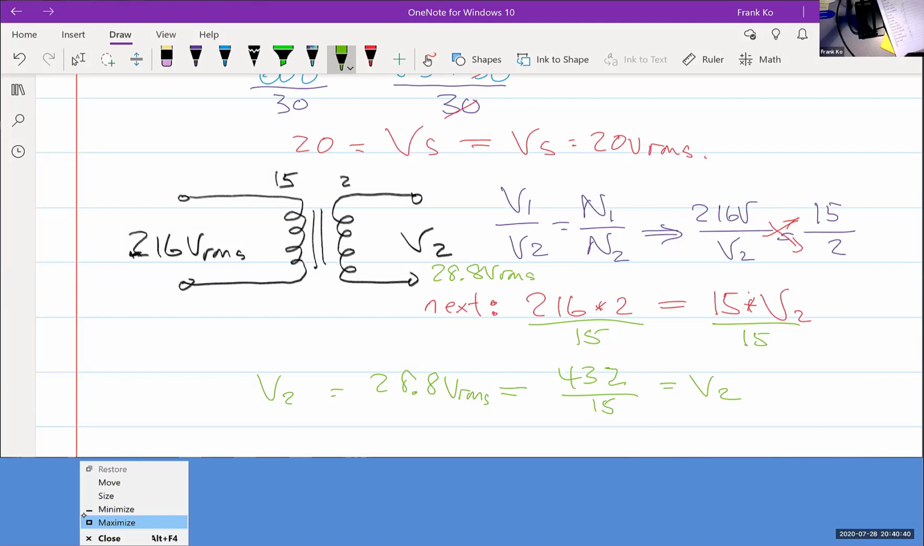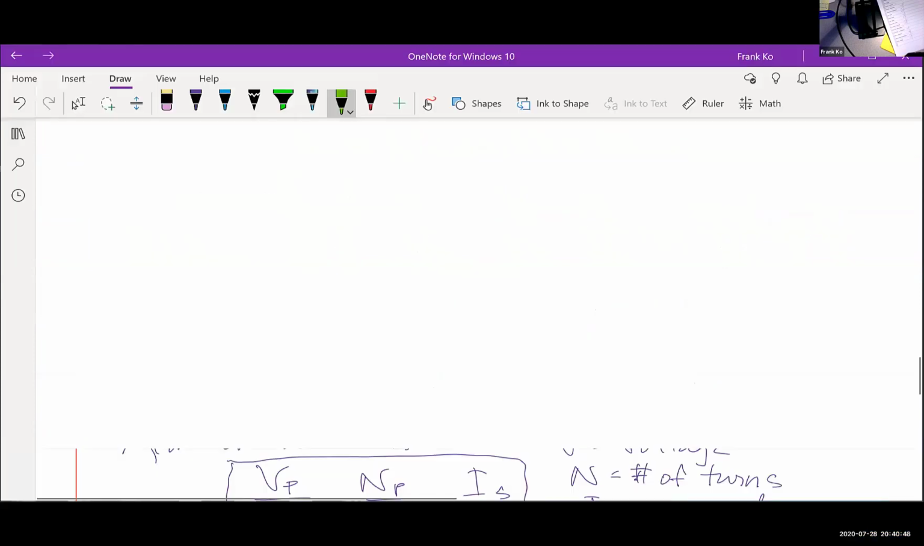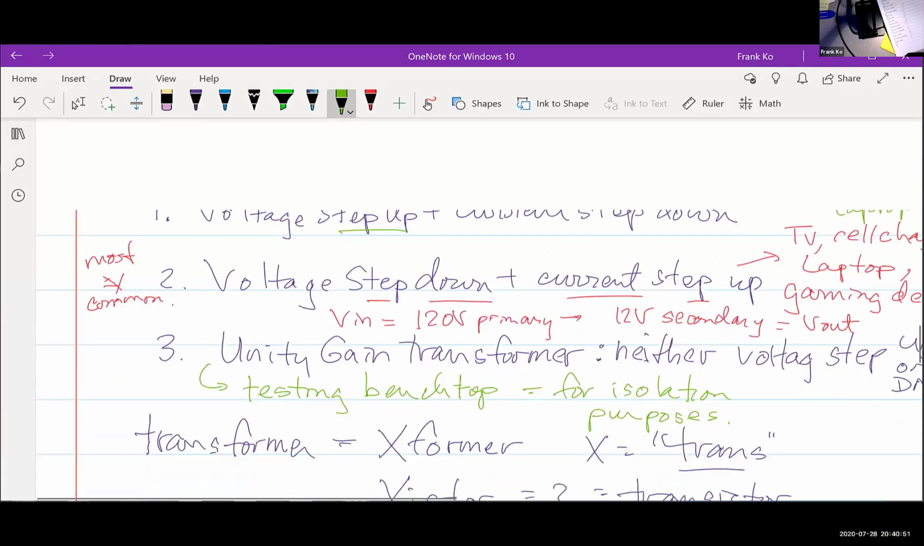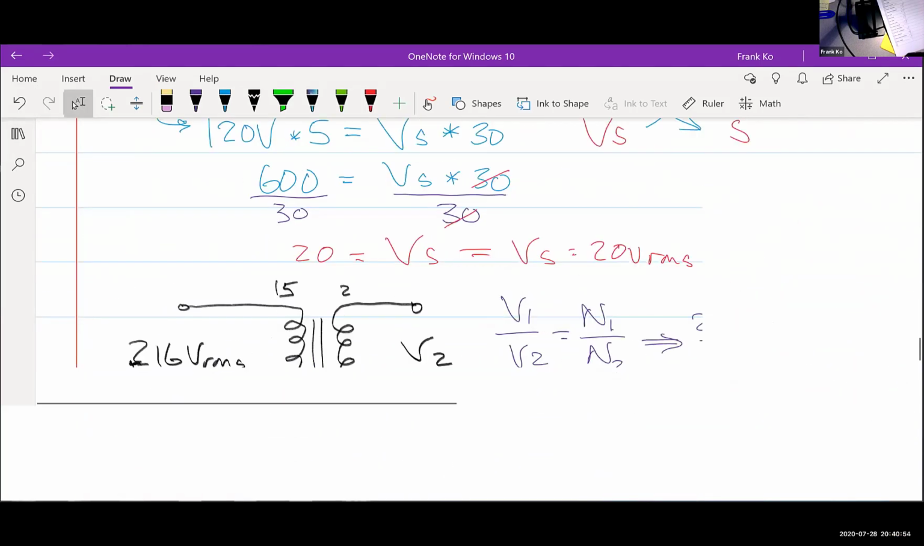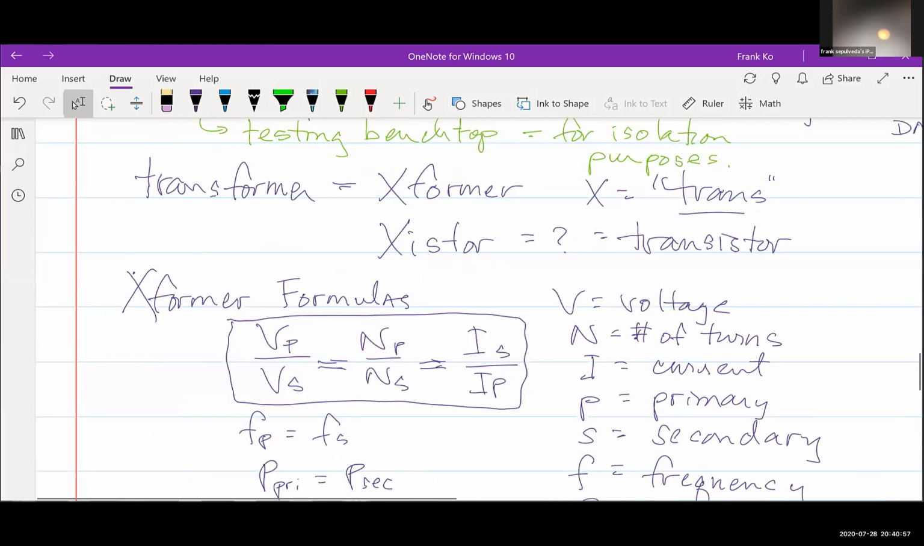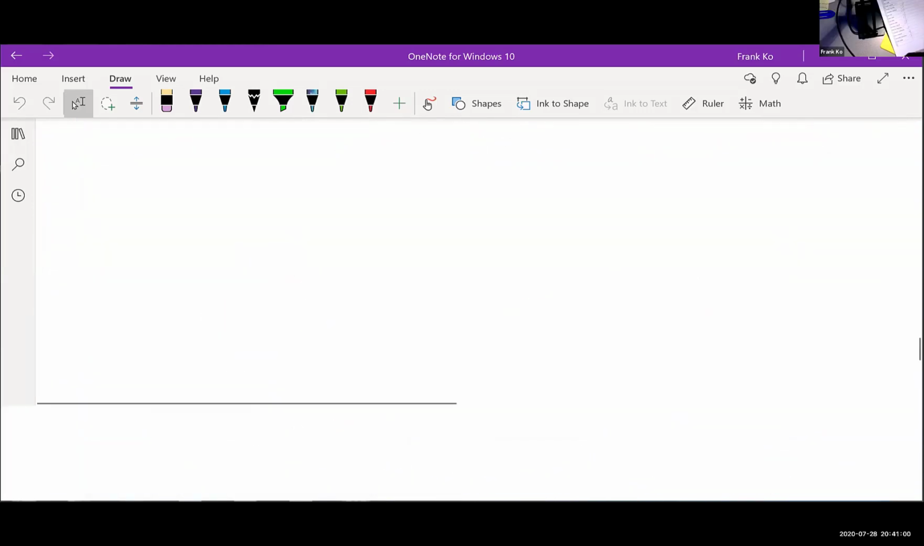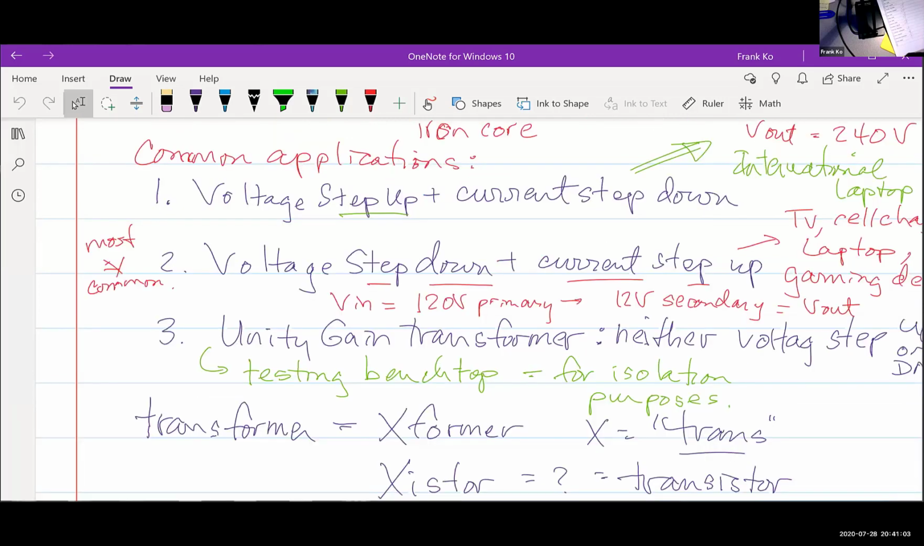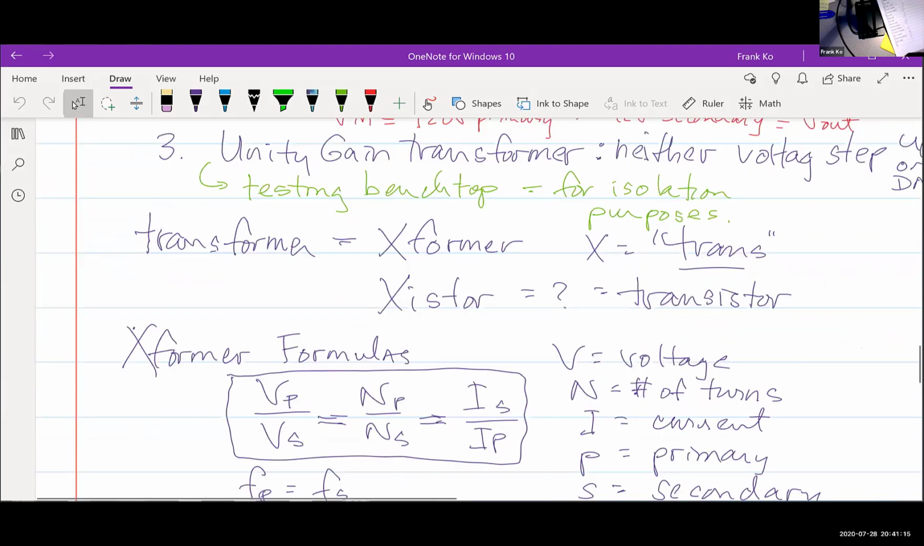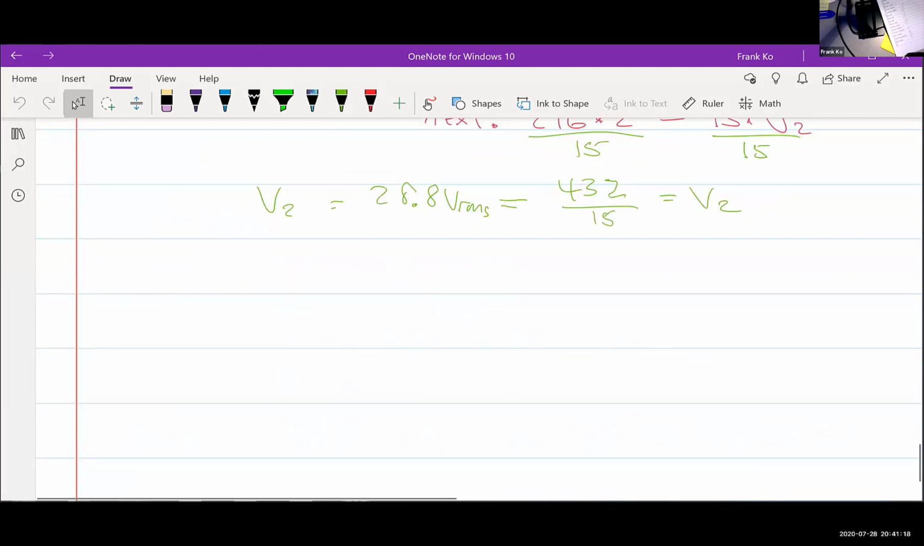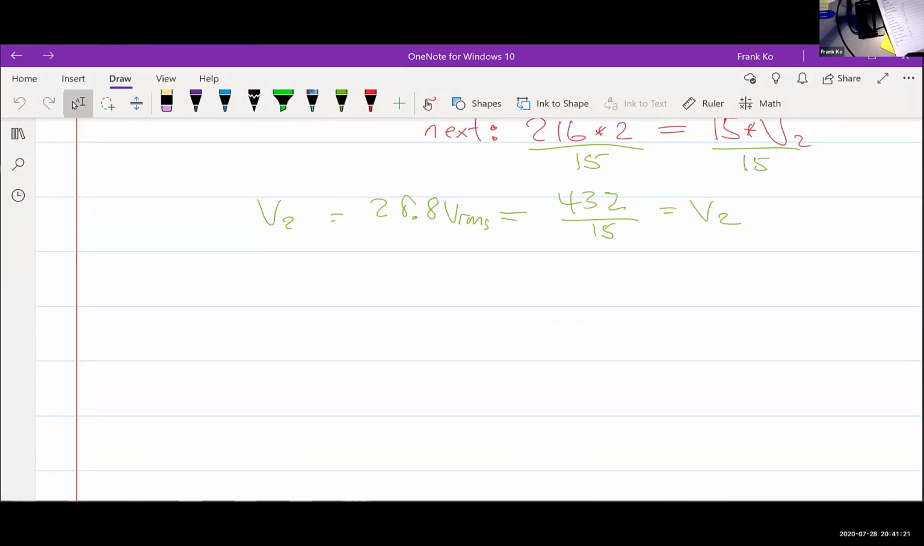Which one of the three applications would this be? Francisco, is this application number one, where we have voltage step up, current step down, or is this, sorry, I mean to say step down? I'm doing this too fast. This would be a voltage step down, current step up transformer, yes? So it would be the second application. You're right, voltage step down. We've taken a higher voltage and brought it down to a smaller, safer voltage, all right? So far, so good? That's really a good start in transformers.